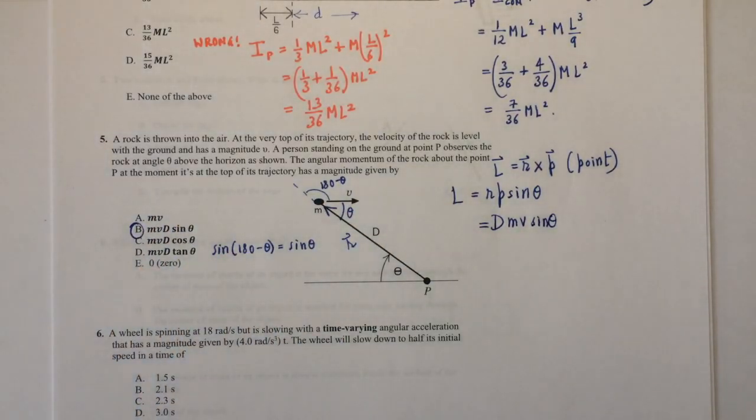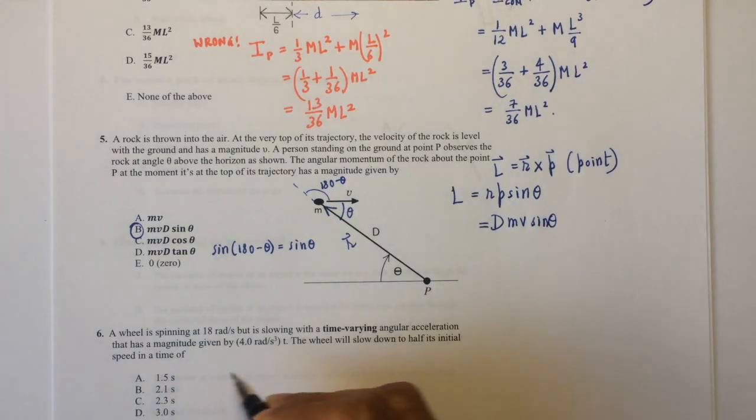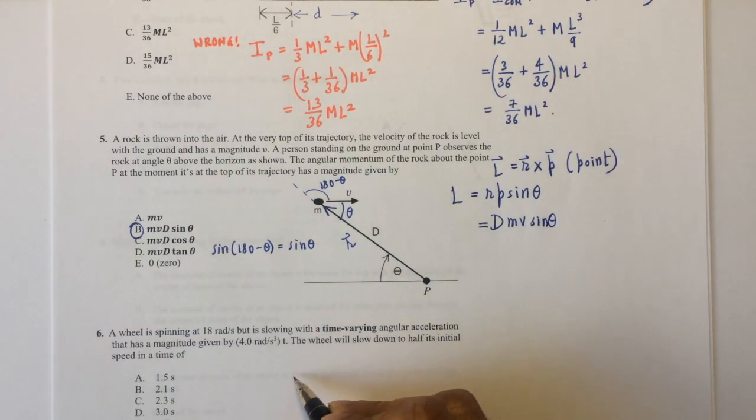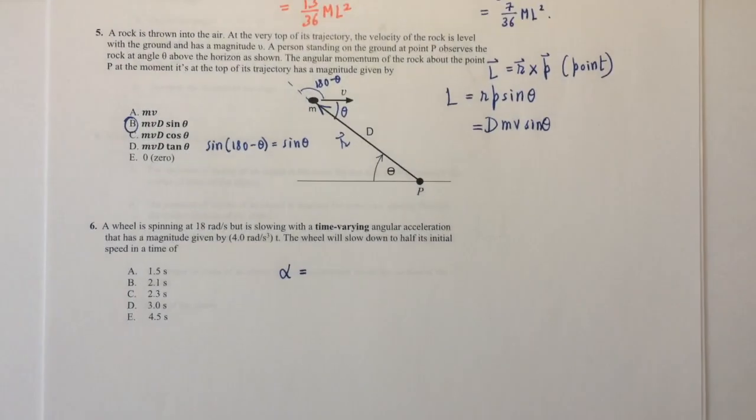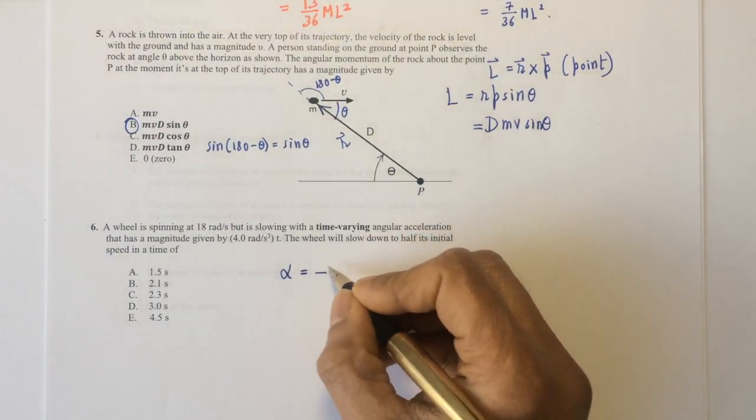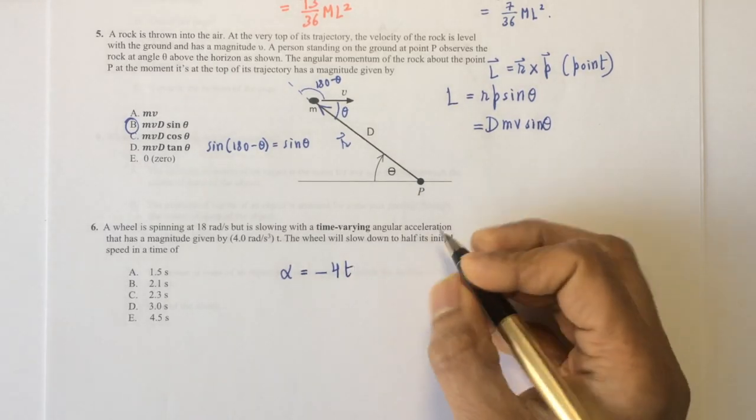Now the next question, a wheel is spinning with 18 radians per second, and it's slowing down with a time varying angular acceleration. So the angular acceleration is given to you. Now because it's slowing down, we're going to put a minus sign in front of it. So alpha, I'm going to dispense with the units for now because it'll slow my work down. So I'll write it as minus 4t.